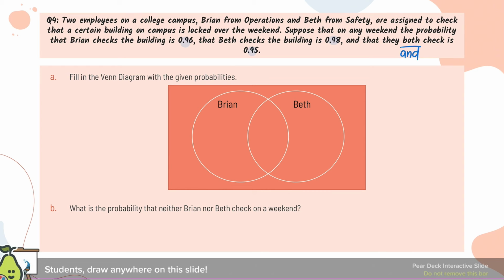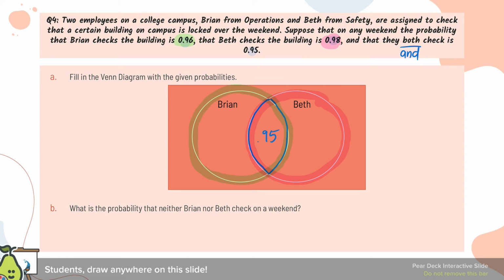So when we're doing a Venn diagram, you always want to start in the middle. The middle is going to represent when they both do something. So this whole idea of and, Brian and Beth checking the building. So this is 0.95. And when we do our Venn diagram, you simply can't just throw in the numbers as you see them, because you have to remember that in the Venn diagram, the whole entire bubble will represent one person, which is 0.96, and the whole entire bubble itself would represent the other person, which is 0.98.